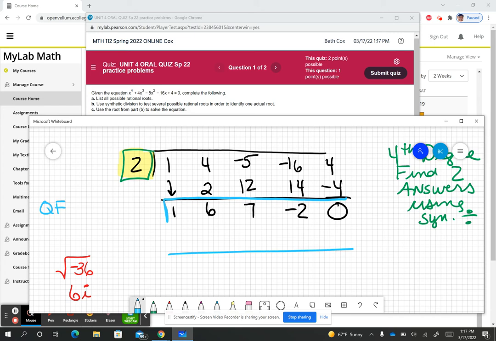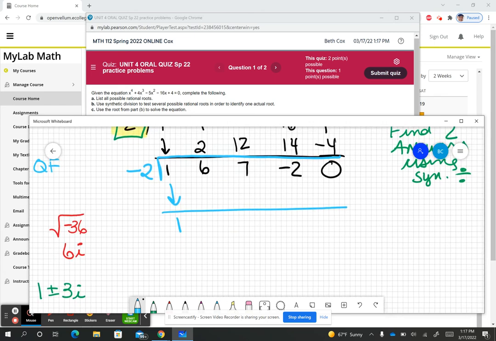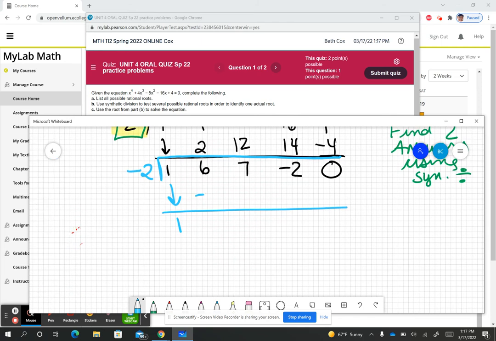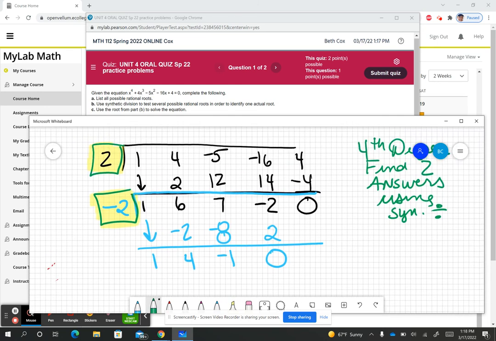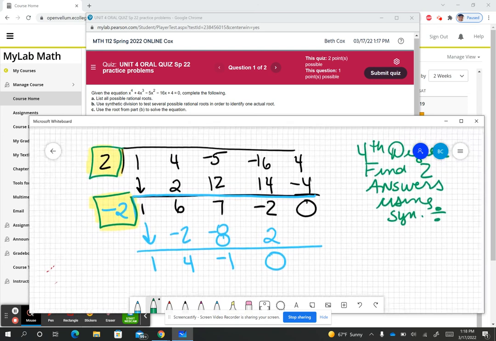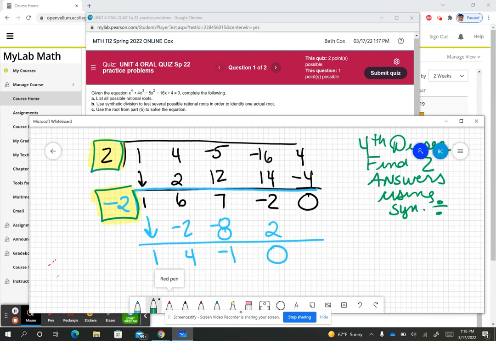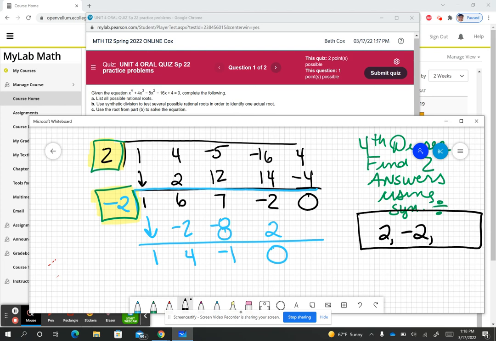So now I'm at an x to the 3rd. And so now I'm going to try -2. So I'm going to use those numbers there. -2 times 1 is going to give me a -2, and that's going to give me 4, and that'll be -8, excuse me, and that's going to give me -1, and that's going to give me 2, and bam, I got my second one. So that's my second answer. So when you have a 4th degree, you have to find 2 answers using synthetic division, which I have just done. I have 2 and -2 for my answers.